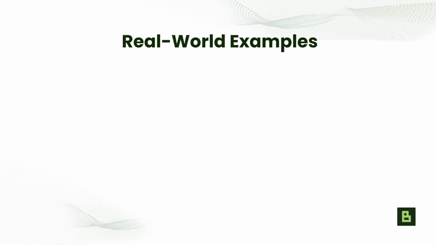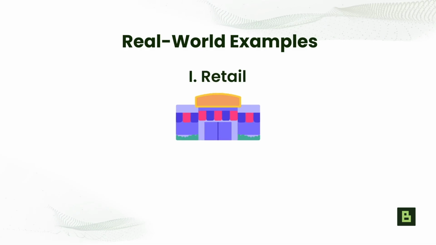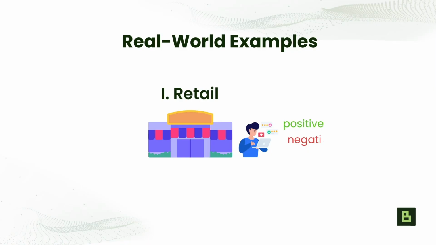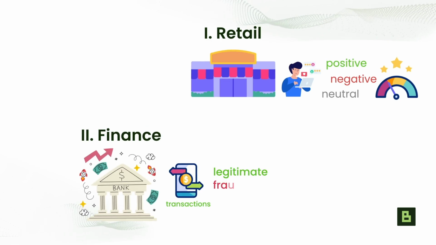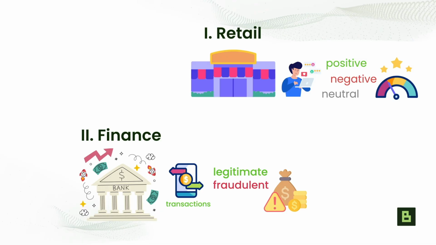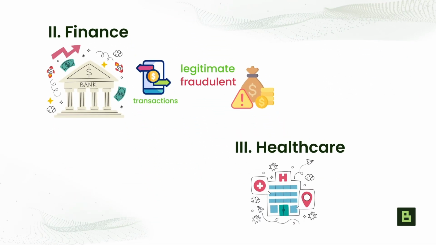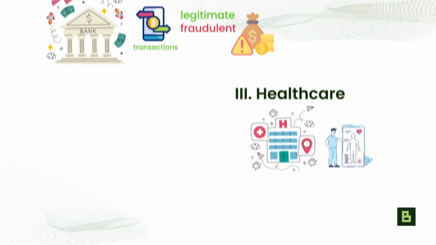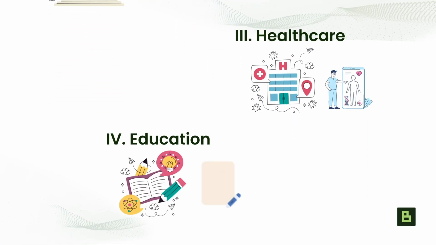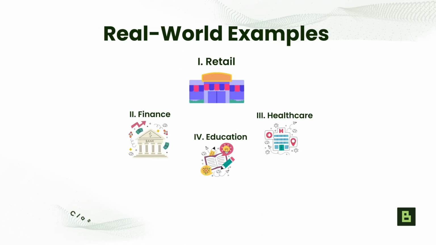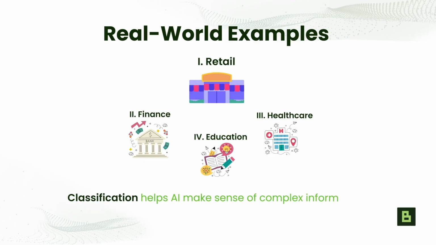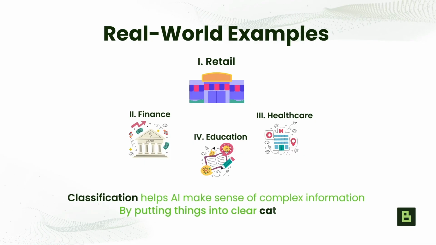Now let's connect this to some real-world examples to see how it works in different sectors. In retail, AI classifies product reviews as positive, negative, or neutral, helping businesses understand customer feelings quickly. In finance, it classifies transactions as legitimate or fraudulent, helping to detect scams early. Healthcare uses classification to analyze medical images and spot diseases. In education, AI can classify student answers as correct or incorrect to provide instant feedback. These examples show how classification helps AI make sense of complex information by putting things into clear categories.